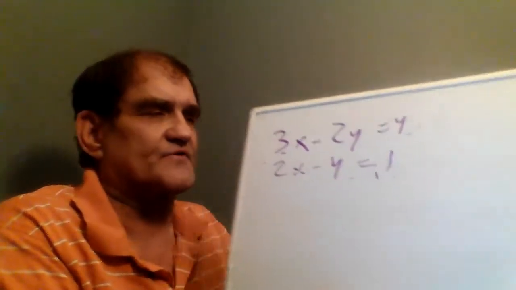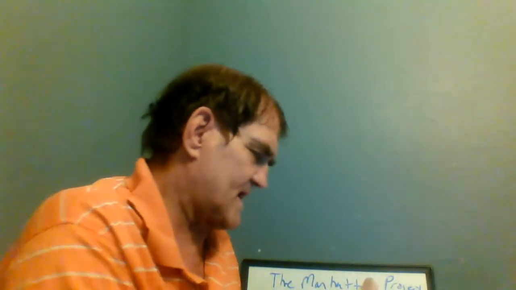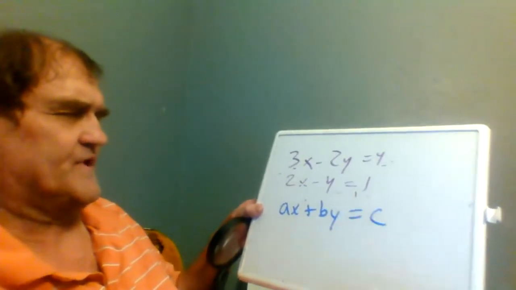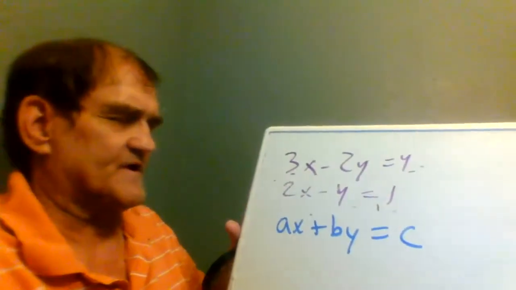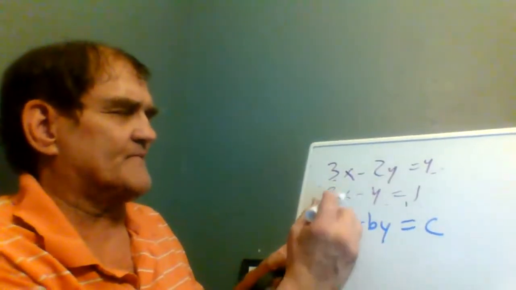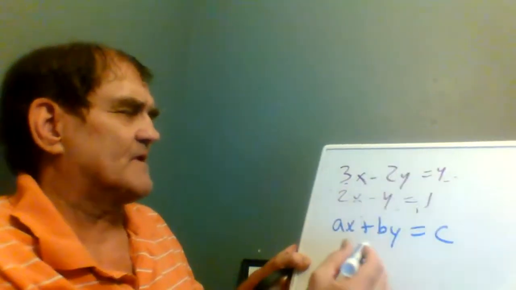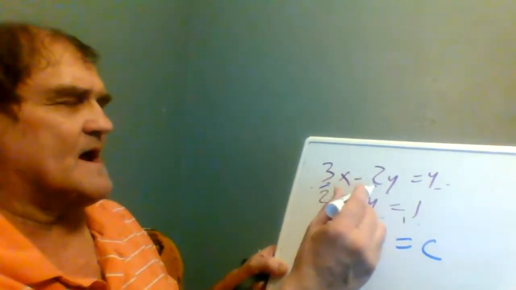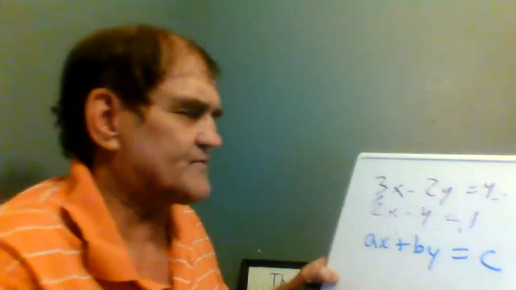It's going to be pretty straightforward because we're going to use the formula ax plus by equals c. Ax plus by equals c. When we do that, we're going to find out, for example, if you have a formula like 3x minus 2y equals 4, this is what you do.